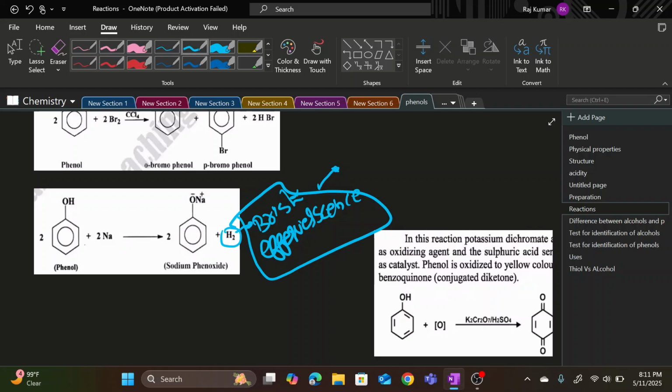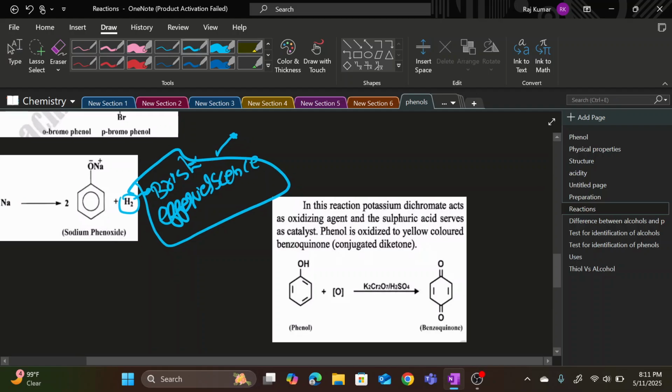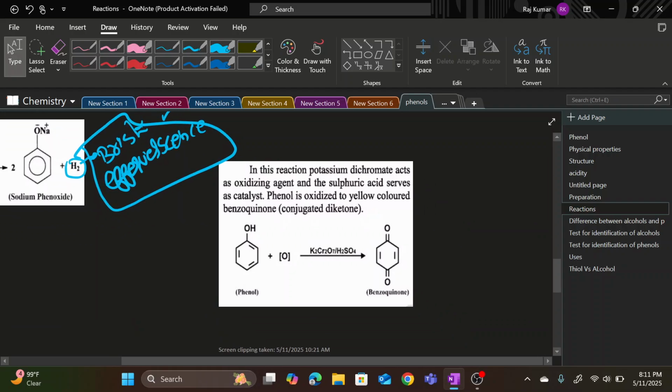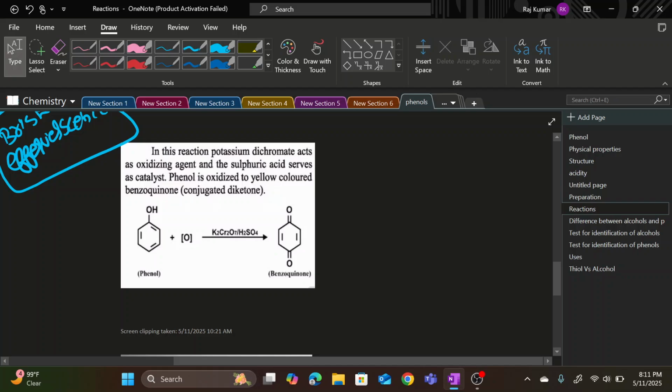Due to which it is an identification test in which the brisk effervescence, which is hydrogen gas evolved, gives us the indication. Now, when we take phenol and perform its oxidation, usually phenol does not undergo oxidation, but when we use a very strong oxidizing agent like potassium dichromate in the presence of sulfuric acid as a catalyst, we get a benzoquinone, a conjugated diketone, which is yellowish in color.